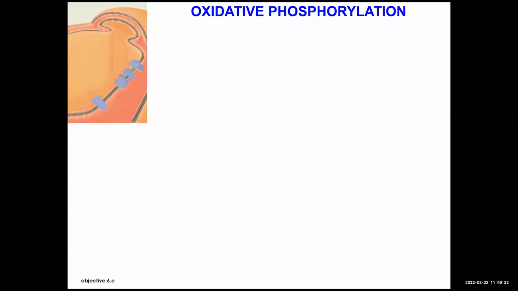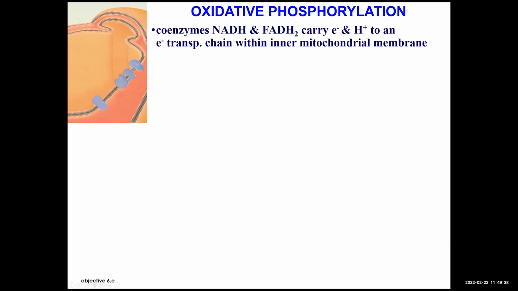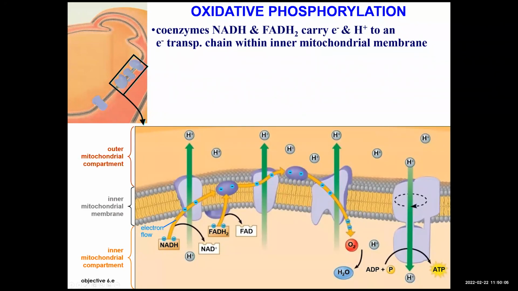So this is going to take place inside the mitochondria. We're going to be using the coenzymes to carry electrons and hydrogen ions to our electron transport chain. Instead of happening in the inner compartment, this happens on the inner membrane. And it's going to look something like this. And this looks really complicated, but it's not so bad. We're going to break it up into all the steps.